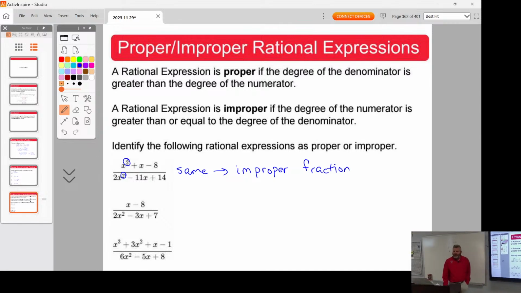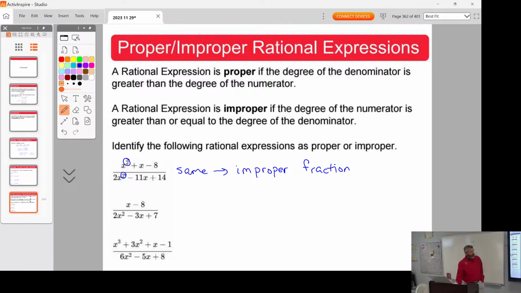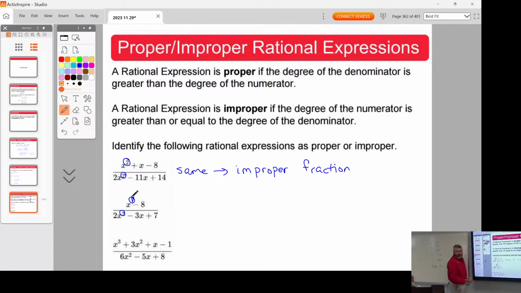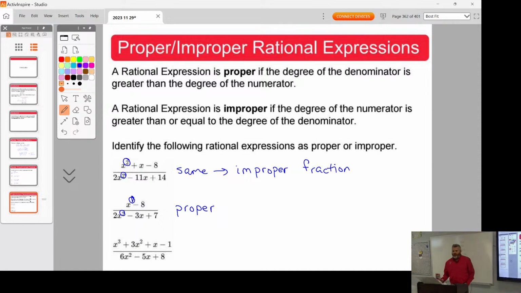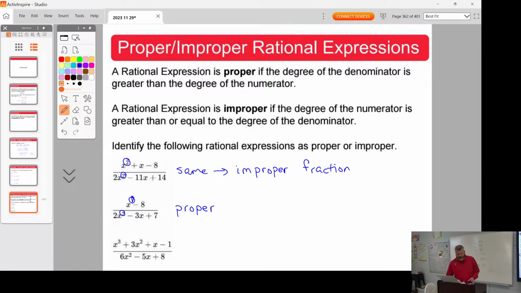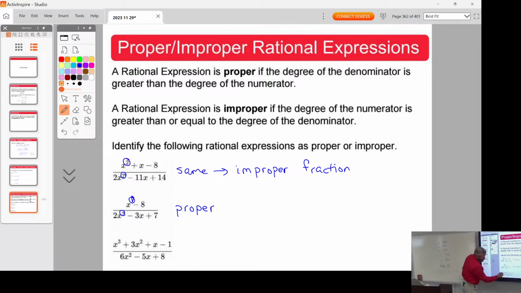Second example, the degree of the bottom, 2. Degree of the top, 1. So this is proper because the degree of the bottom is larger than the degree of the top. And the one on the bottom, the degree of the numerator, 3. Degree of the denominator, 2. So it's improper.